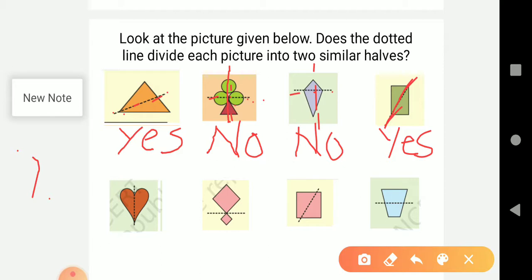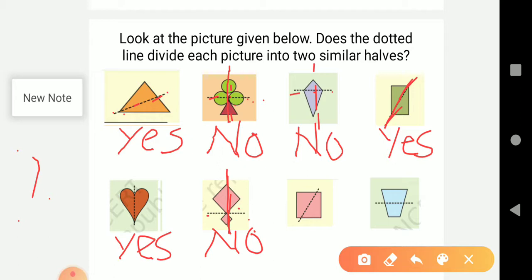Now tell me, the next shape, is it divided into two equal halves? Yes, very good. So we write yes for it. Now the next, can you tell me, is the next shape divided into two equal halves? No. Very good. Because if the standing line is given, then it is two equal halves, but here the sleeping line is given.